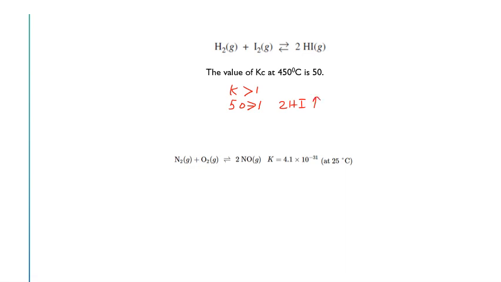And in the case of N2 plus O2 gives 2 NO, the K value is 4.1 times 10 to the power negative 31. That means K is less than 1. Since it is negative 31, it is going to be a very small value. So at equilibrium, we will have mostly reactants. That means it is reactant favored, and the first example is product favored.